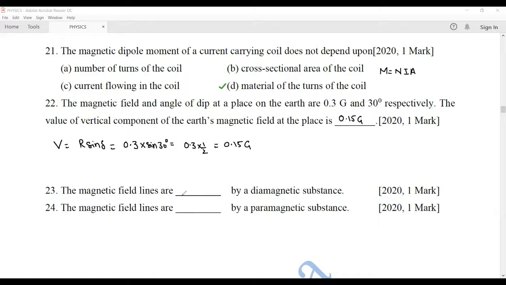Question number 23. The magnetic field lines are repelled by a diamagnetic substance, whereas the magnetic field lines are feebly or weakly attracted by a paramagnetic substance. So we have completed this part.